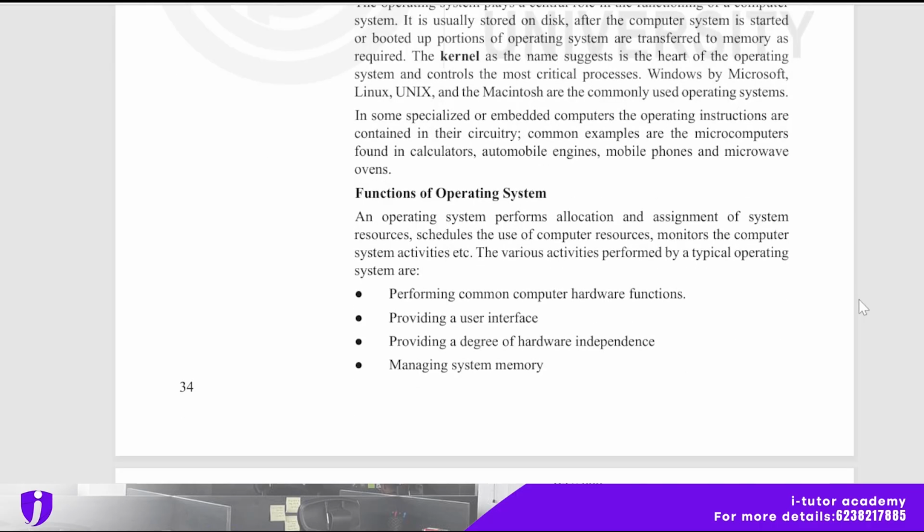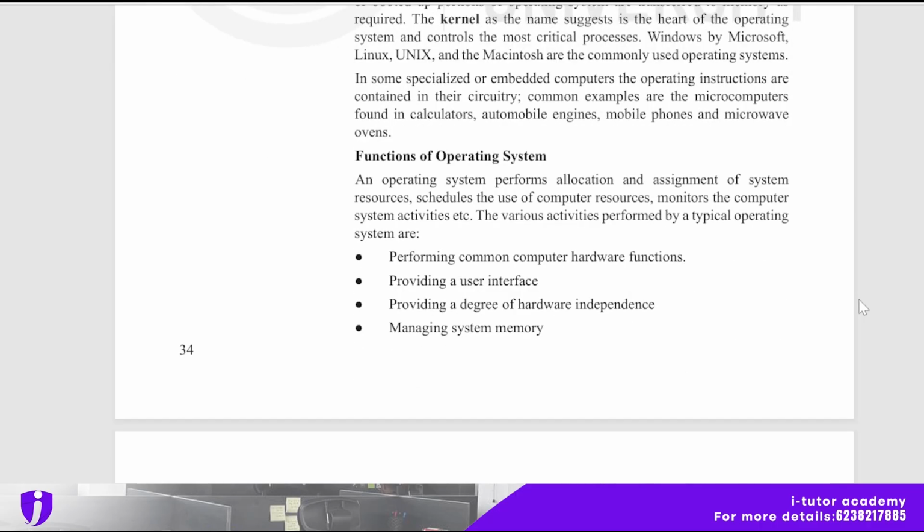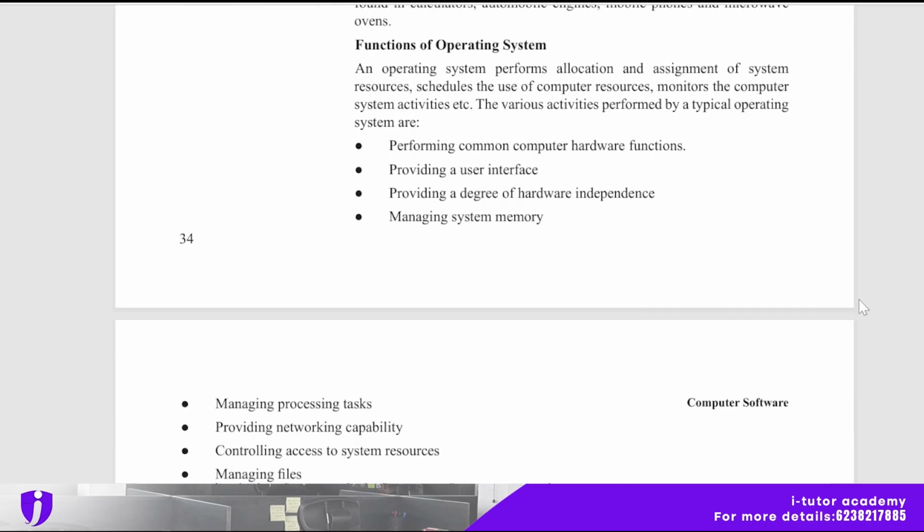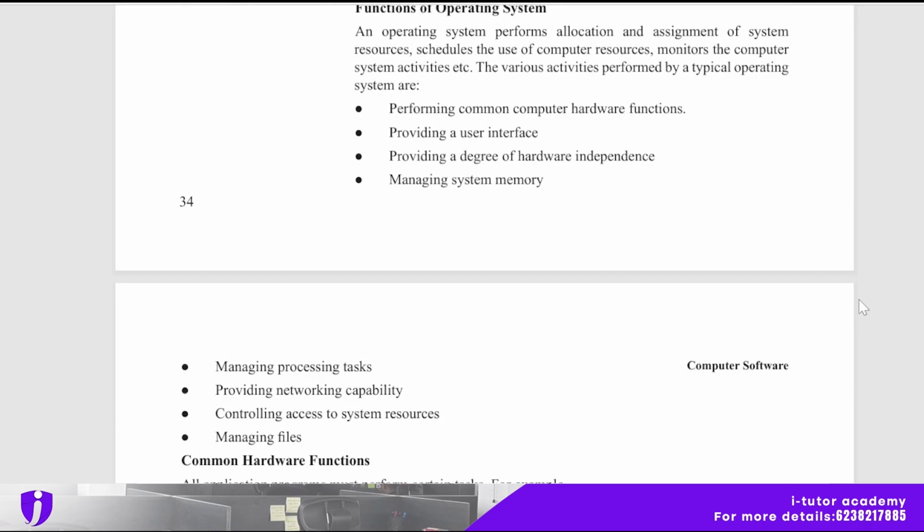In some specialized or embedded computers, the operating instructions are contained in their circuitry. Common examples are the microcomputers found in calculators, automobile engines, mobile phones, and microwave ovens. Functions of operating system: an operating system performs allocation and assignment of system resources, schedules the use of computer resources, monitors the computer system activities, etc.